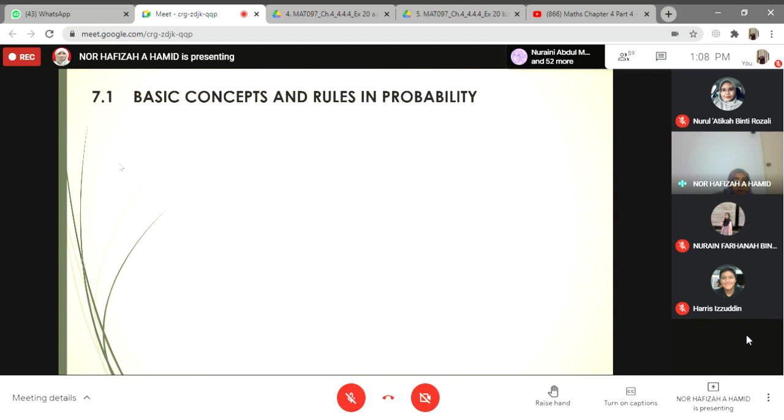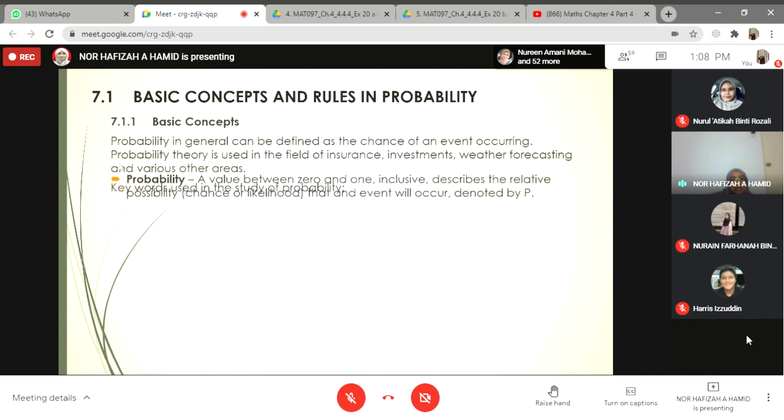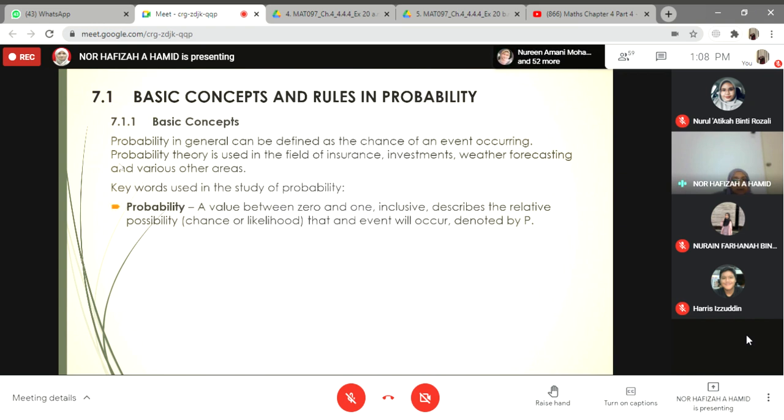So we have 7.1, basic concepts and rules in probability. There are keywords here. Probability is a value between 0 and 1. I am already familiar with this, since we also learned probability in school. So we know the value of a probability must be between 0 and 1. It can be equal to 0 or equal to 1, but it cannot be more than 1 or less than 0.